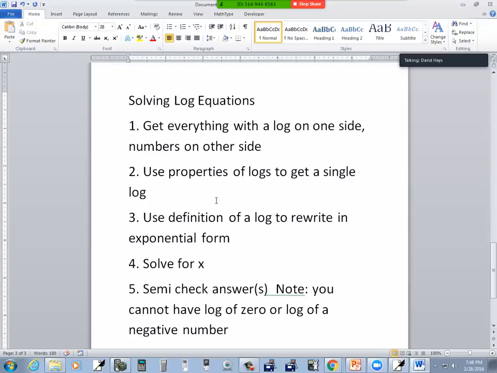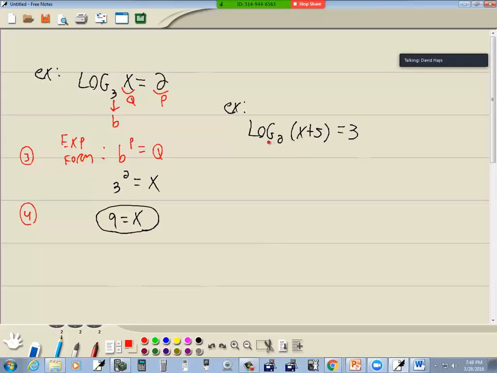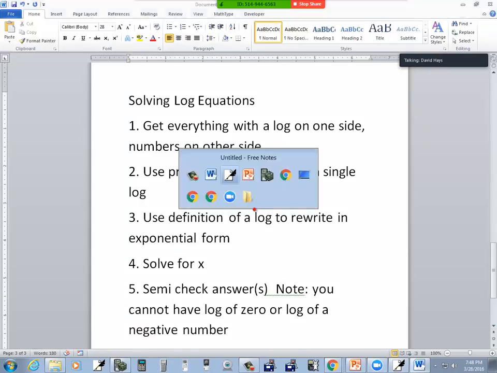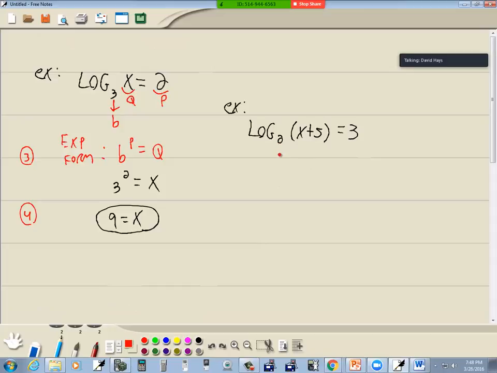Step 2, use properties of logs to get a single log. Well, we have a single log. We have a log of something. Step 3, use the definition of log to rewrite in exponential form. Again, whatever number follows your log, the small one is going to be our b, and then whatever follows that is your q, and then the other side is your p.